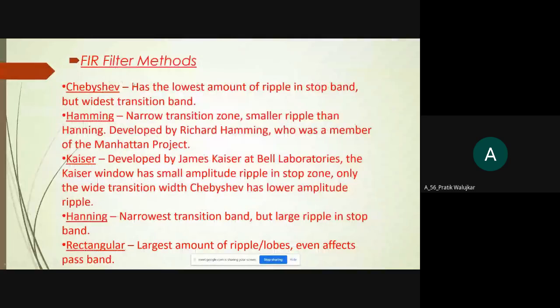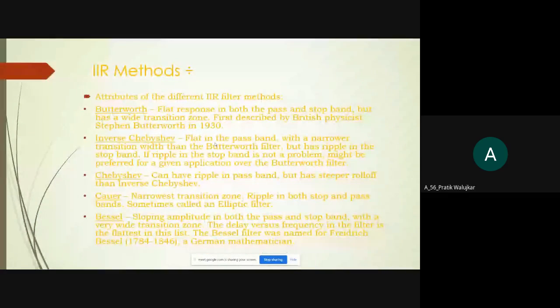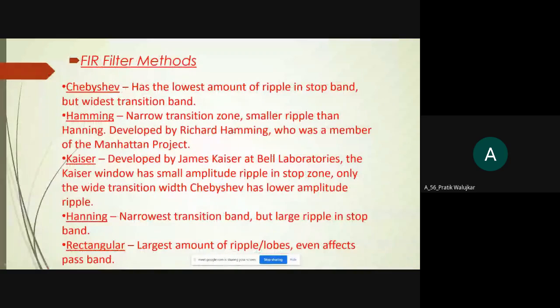These are some of the FIR filter methods. Hanning has the lowest amount of ripple in the stop band, but the widest transition band. Hamming: narrow transition zone, smaller ripple than Hanning, developed by Richard Hamming, who was a member of the Manhattan Project.